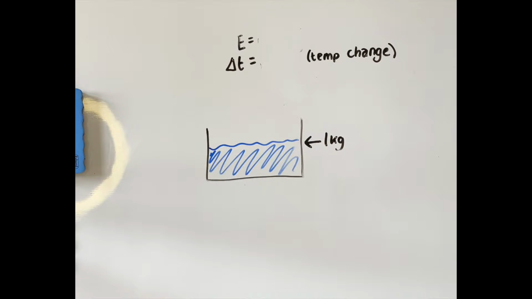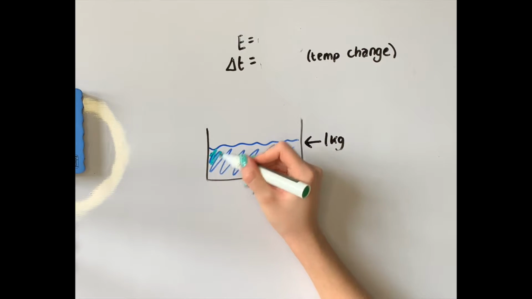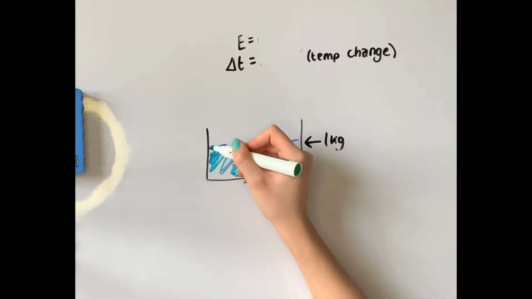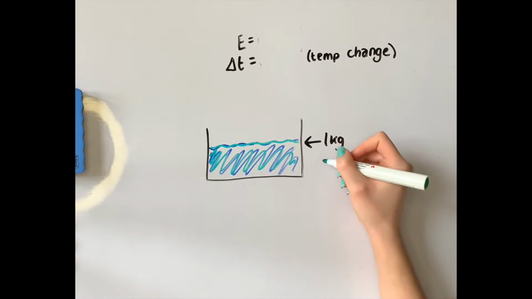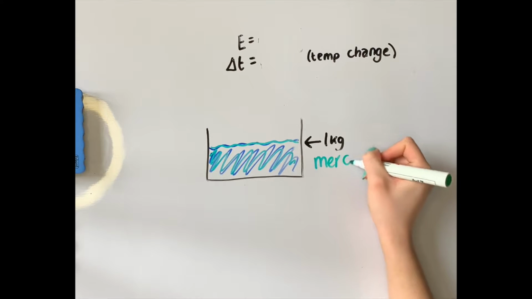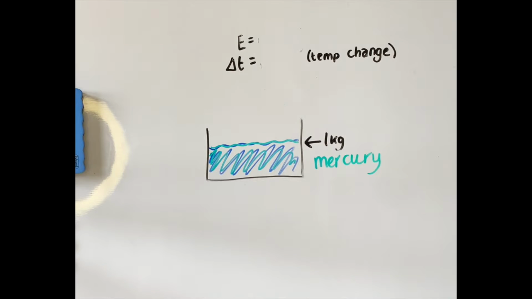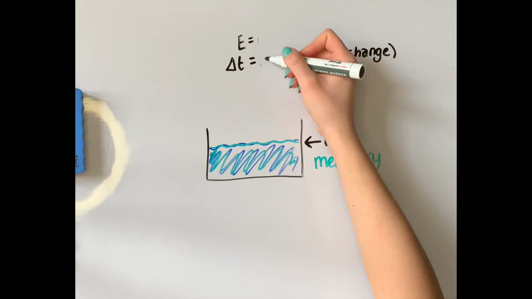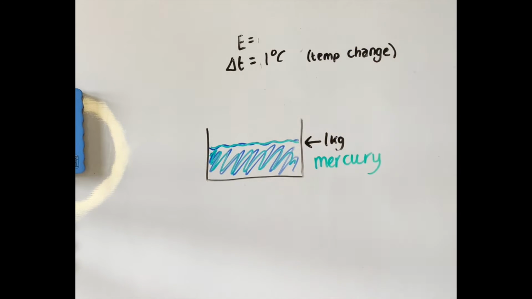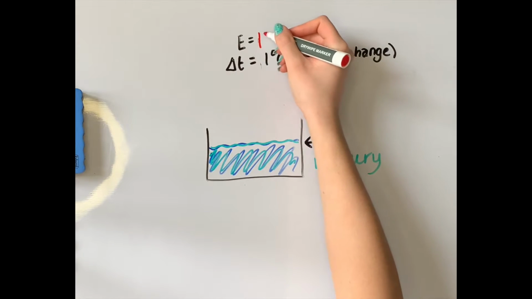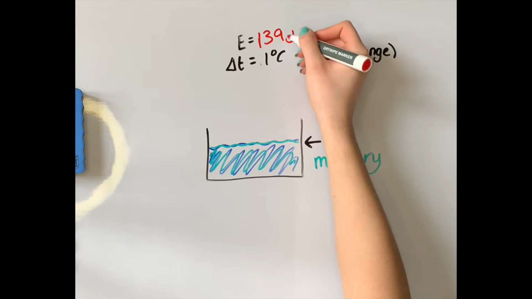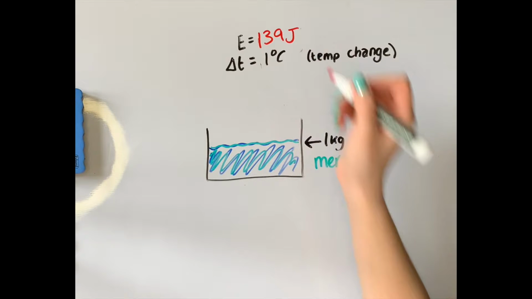But how about if we change the material? Remember the name specific heat capacity. So we should be thinking that the amount of heat energy we need to supply is specific to the type of material. And if you were thinking that, then you'd be correct. Let's take 1 kilogram of mercury this time. It would only take us 139 joules of energy to increase the temperature of the mercury by 1 degree Celsius.